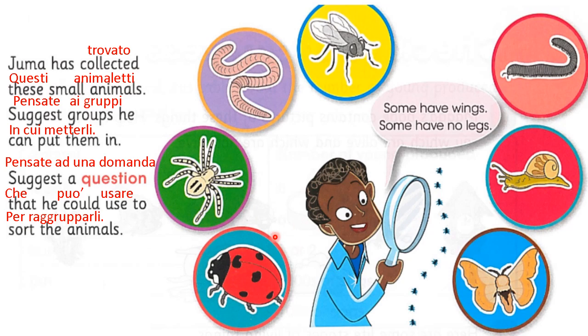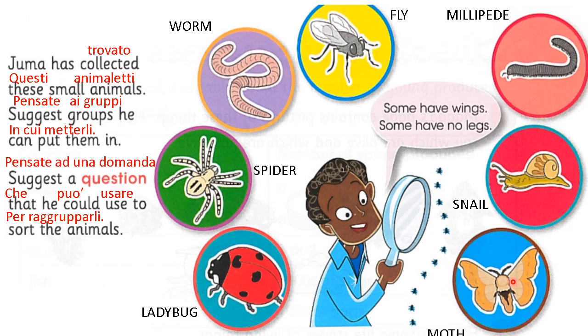Here we have the animals. Let's look at them together. This is a ladybug. This is a spider. This is a worm. Here we have a fly. This is a millipede. Here we've got a snail. And this is a moth.